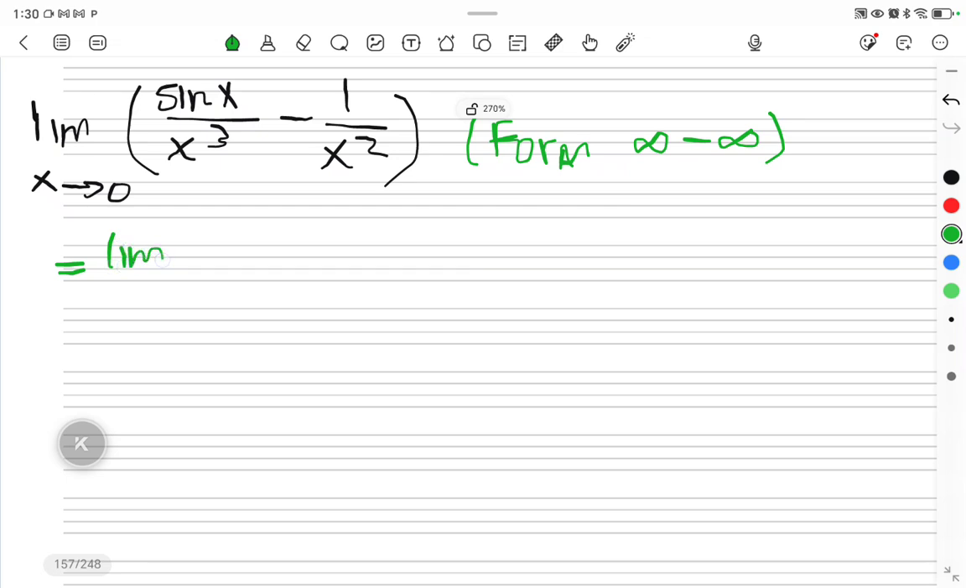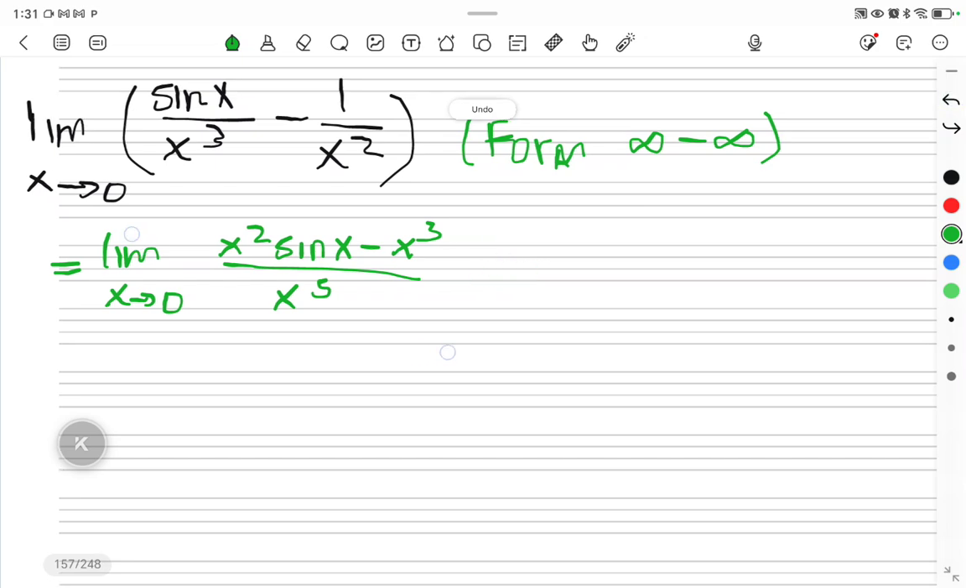We can apply L'Hopital rule. You see, right? Then I will come and cross multiply. Say x squared times sine x minus x to the third all over x to the 5. Now before I even check the form of this, I can try to summarize or simplify it, right? Let's try to simplify it so it can be simple.